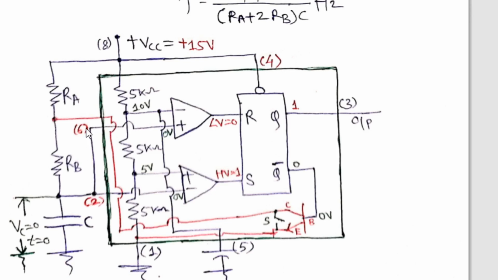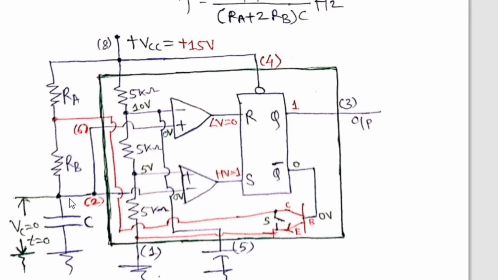So this pin number 6 is at 0 volt, so we have written here 0 volt. Pin number 2 is also at 0 volt, so here we have written 0 volt. When you apply 15 volt to the IC, the potential divider circuit will connect this terminal to 10 volt, that is 2/3 Vcc, and this terminal to 5 volt, that is 1/3 of Vcc.